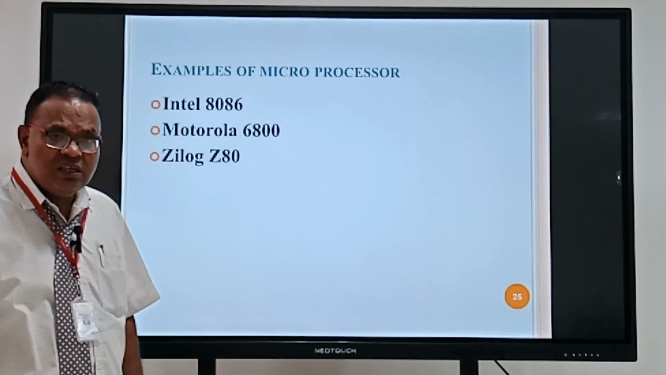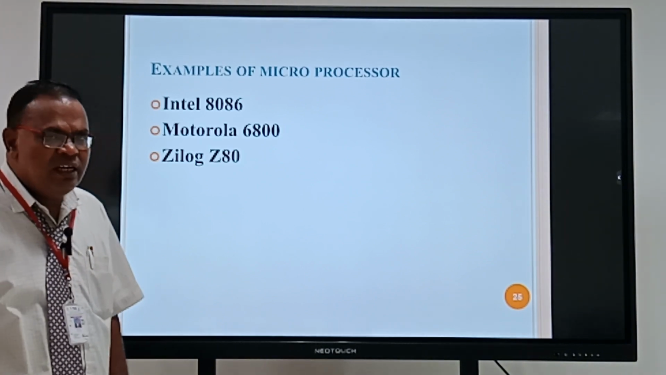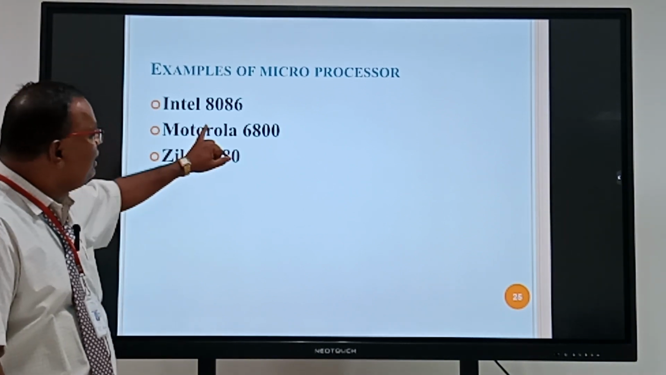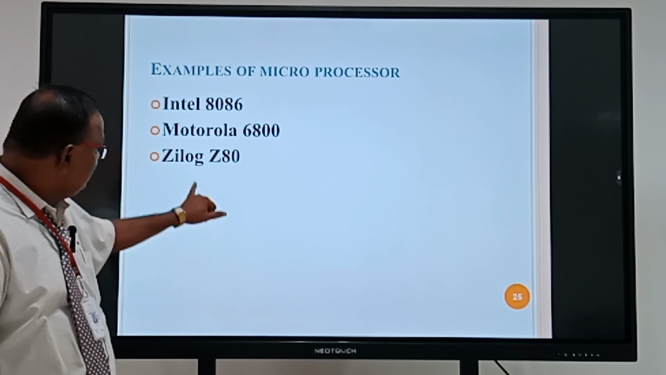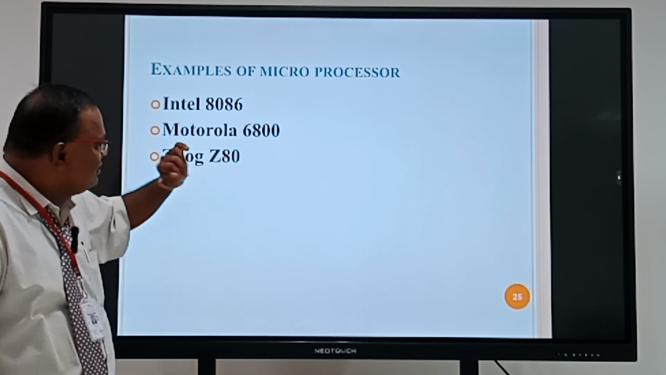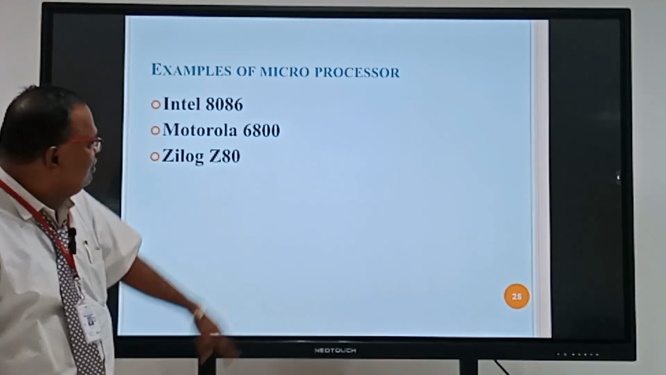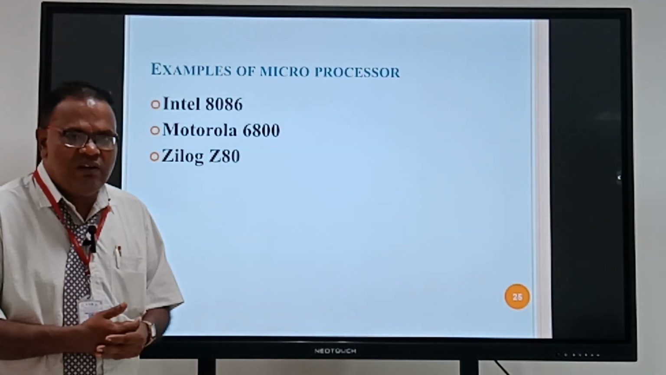And next, these are the types utilized in different industrial and application purposes: Intel 8086, Motorola 6800, Z80, and the 8086 microprocessor. These are all used for different functions.